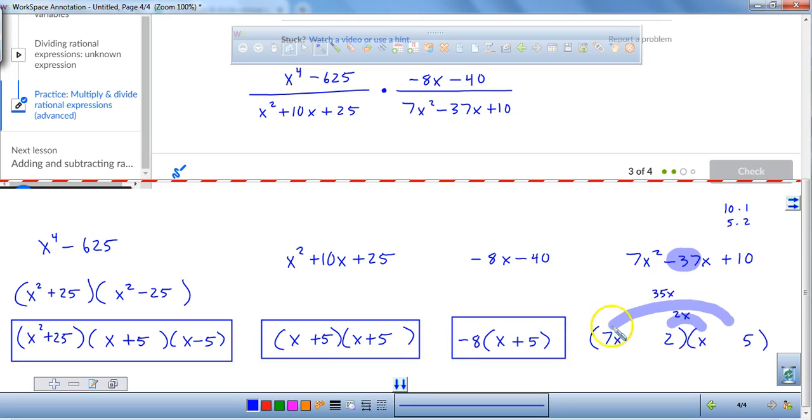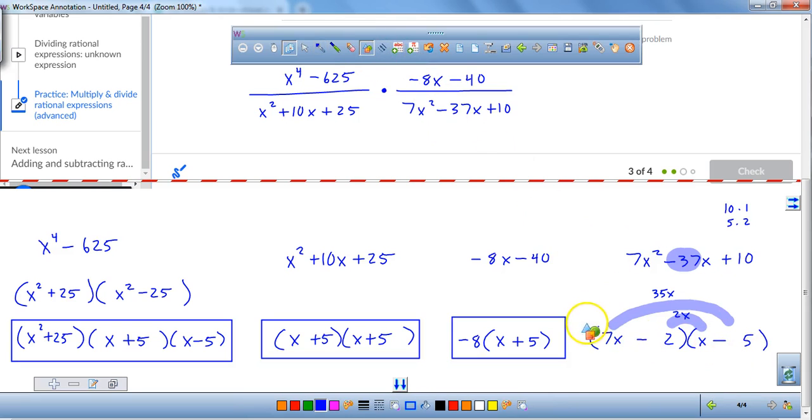Multiplication tables definitely do help. So 7x times 5 is 35, and 2 times x is 2x. And I can get that to equal a negative 37 if I make this one negative and I make that one negative, and boom.